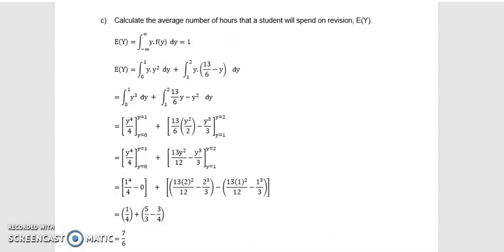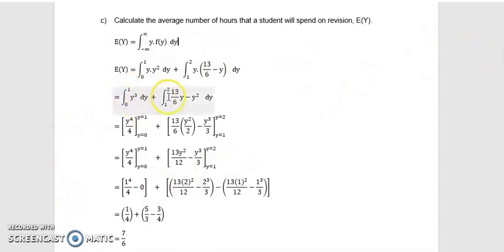Okay, question C. Calculate the average number of hours that a student will spend on revision. Average number means the value mean, expected of y. So how to find expected of y? Integrate from lower to upper limit, y multiplied by fy. This one I copy pasted and forgot to delete. Okay, so just like this.